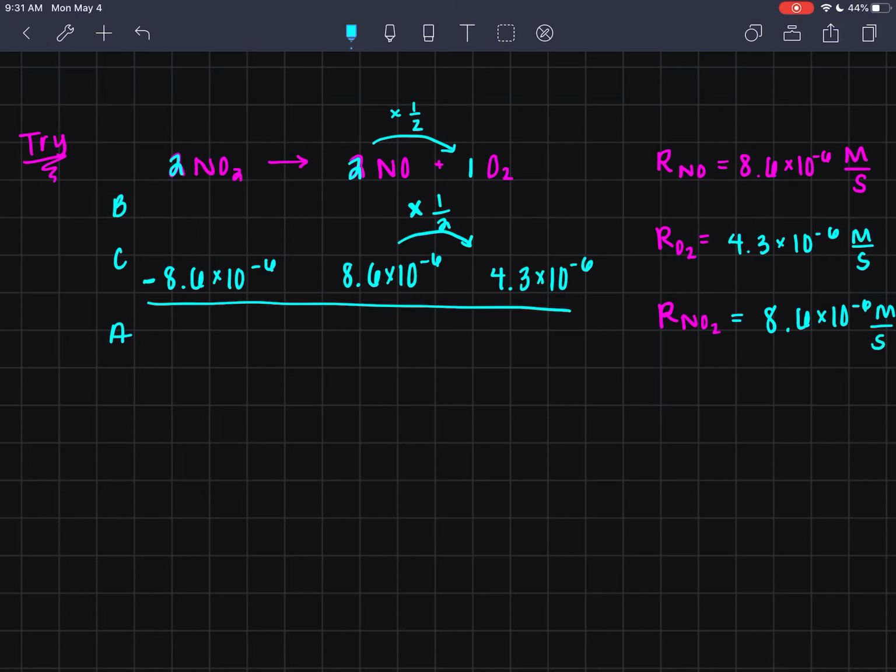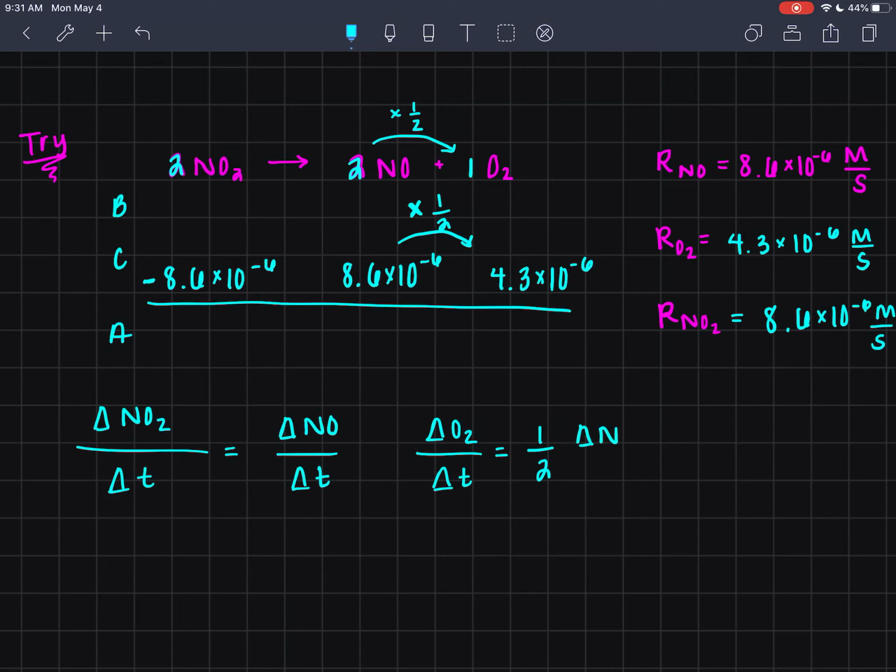So now, if I wanted to just use my coefficients, I could have said, okay, my change in NO2 divided by my change in time is actually going to be the same as my change in NO over my change in time because there's a 1-to-1 ratio there. For my change in O2 though, since there's a 1-to-2 ratio and oxygen is half of my nitrogen monoxide, I would have to take my rate of change for nitrogen monoxide and multiply it by 1/2, which is exactly what I did in my BCA table.